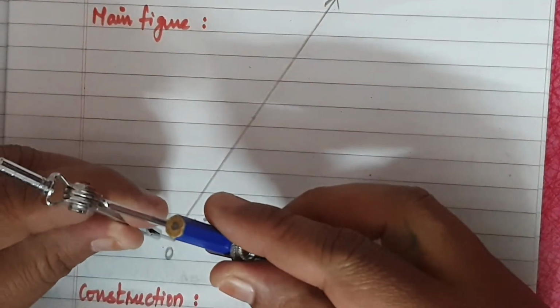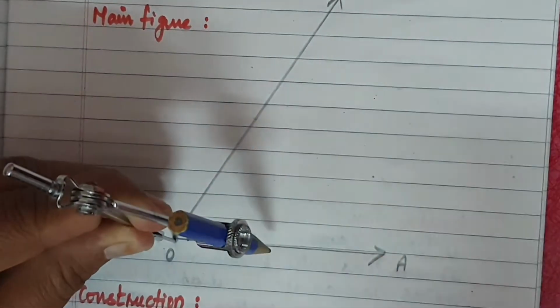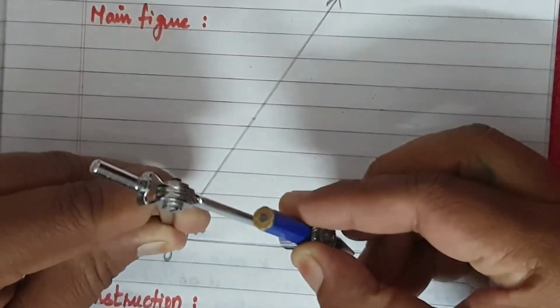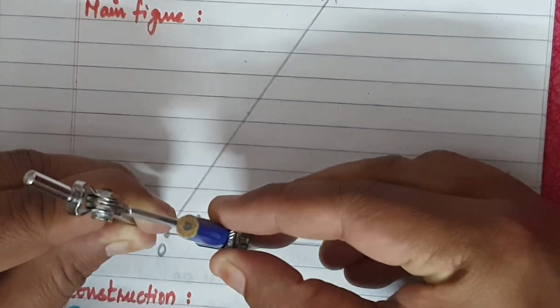So keep the metal end at O, and with any convenient radius, nearly half, you take. Not more than half. Nearly half or less than half. Like that you take. I took nearly half. After taking, you just draw an arc like this.